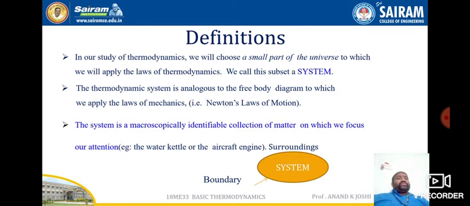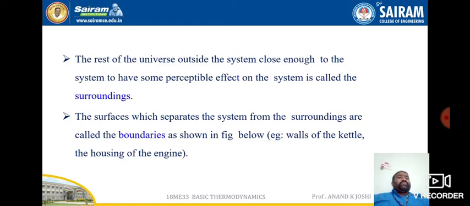This thermodynamic system is analogous to a free body diagram, to which we apply the laws of mechanics, like Newton's laws of motion. So this system is a macroscopically identifiable collection of matter on which we focus our attention. For example, a water kettle or an aircraft engine is one kind of system. This system consists of the system, boundary and surroundings. So what are the system, boundary and surroundings?